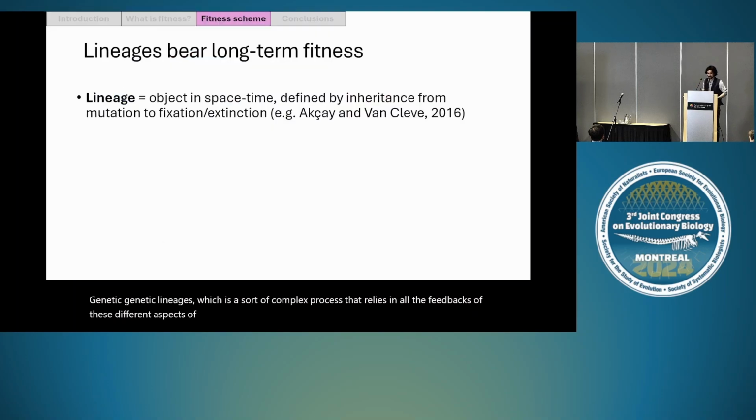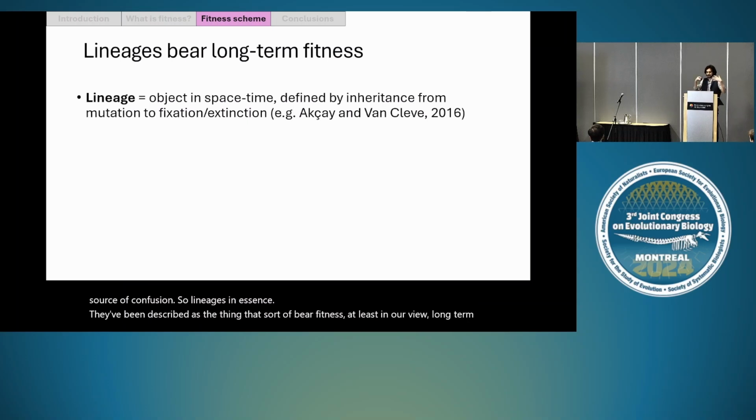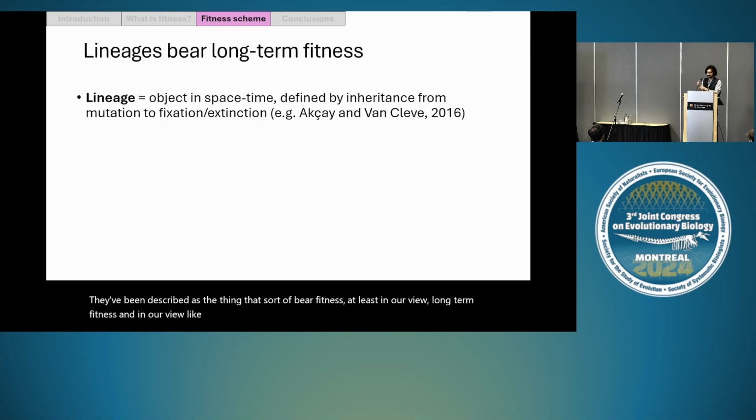And I want to sort of emphasize lineages per se for a moment, because I found it's often a source of confusion. So lineages, in essence, they've been described as the thing that sort of bear fitness, at least in our view, long-term fitness. And in our view, short-term fitness doesn't really exist as such. They're simply vital rates. A lineage, also to be clear, is a sort of physical object in space-time.